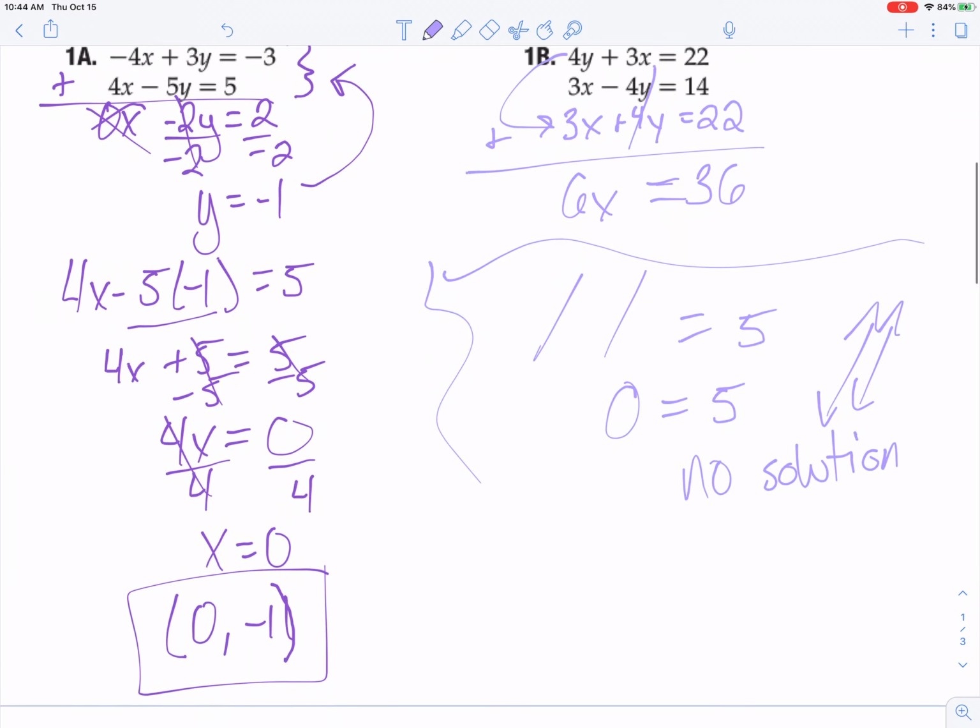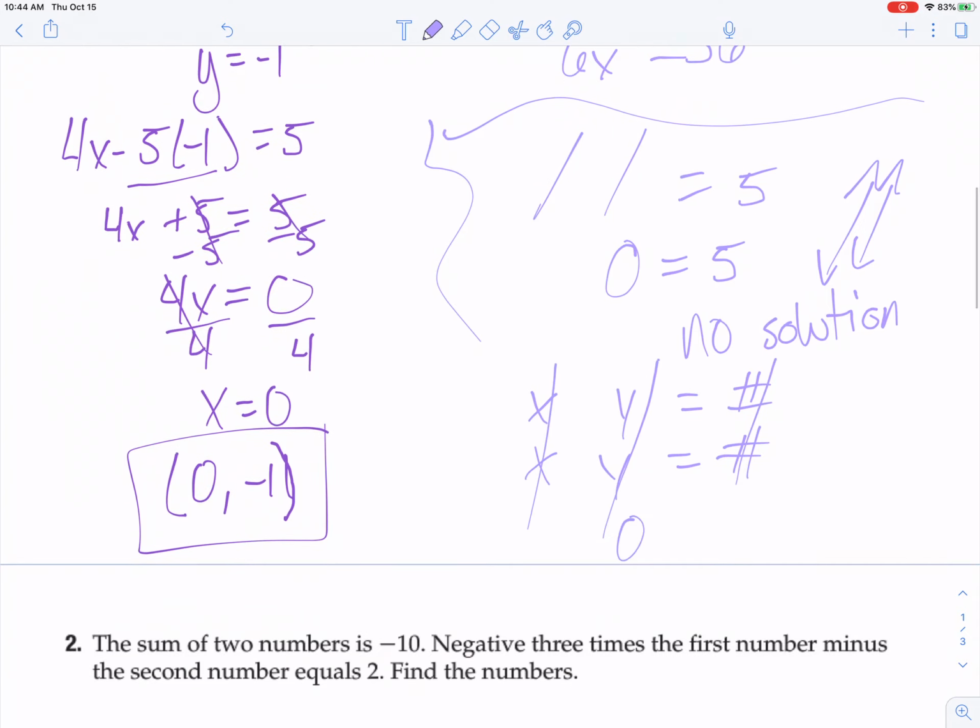On the other hand, if everything canceled all the way, here's your x, your y equals a number, x, y equals a number, your x is canceled, your y is canceled, your numbers even canceled, you ended up with 0 equals 0. Well, 0 always equals 0. So the answer is infinite solutions.